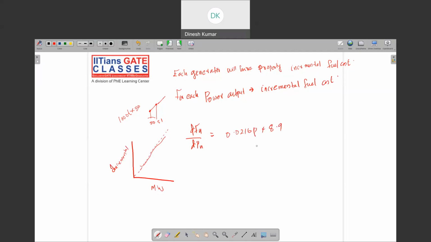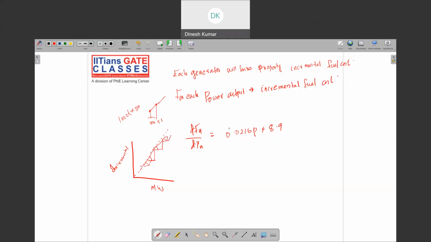So something like this will actually be the incremental fuel cost. The incremental fuel cost for a unit at a given power output is the limit of the ratio of the increase in cost of the fuel input in dollars per hour to the corresponding increase in power output in megawatts, as the increase in power output approaches zero. That is basically this one. So at this particular point, what is the slope? This is basically the incremental fuel cost, right? It is the slope at this particular point.